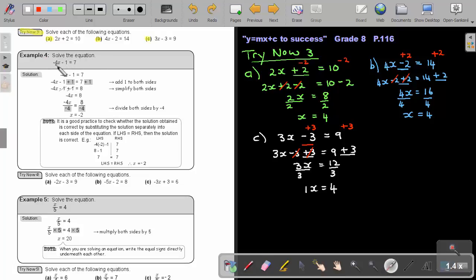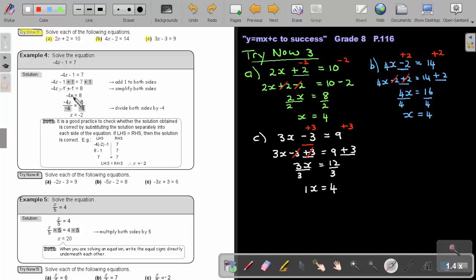Now the only difference is that it's not a positive x, but it's negative 4x. But I do exactly the same. I want the negative 4x to be alone on this side. So I want to get rid of the negative 1. And what's the additive inverse of negative 1? Positive 1. And if I add positive 1 on the left-hand side, I also add it on the right-hand side.